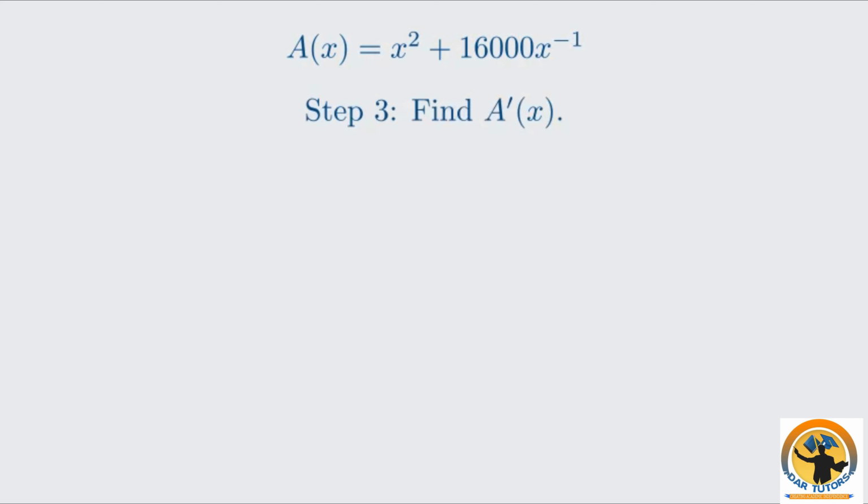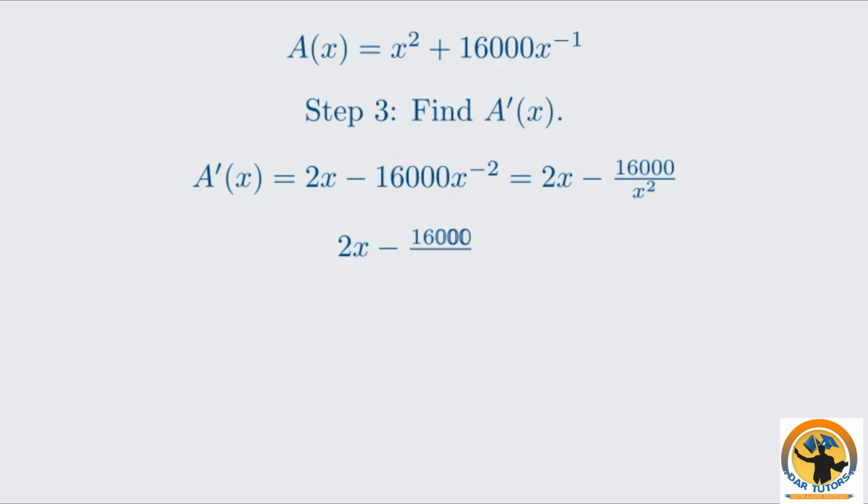Let's finish the container problem. We have our area function A of x equals x squared plus 16,000 over x. Step 3. Find the first derivative. A prime of x is 2x minus 16,000 x to the power of negative 2, or 2x minus 16,000 over x squared. Set the derivative to 0 to find stationary points. 2x minus 16,000 over x squared equals 0. This gives 2x cubed equals 16,000, so x cubed equals 8,000. The only real solution is x equals 20.